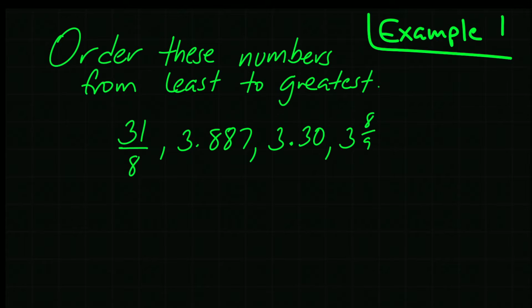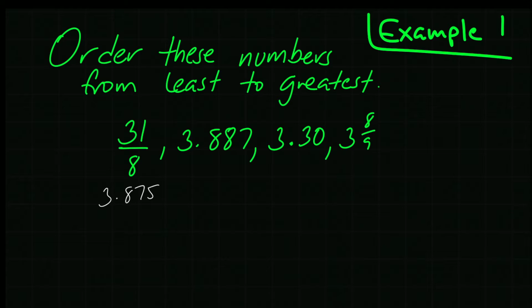All right, for example number 1, we're going to be ordering these numbers from least to greatest. We have improper fraction 31 over 8. We have 3.887. We have 3.30. Then we have mixed number 3 and 8/9. All we're going to do is plug in the improper fraction to our calculator. And when we do that, we're going to get 3.875.